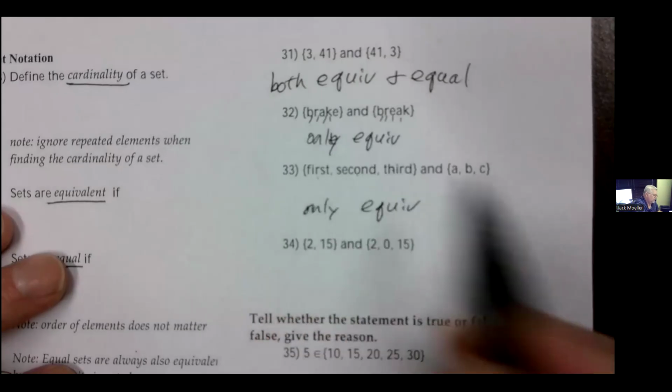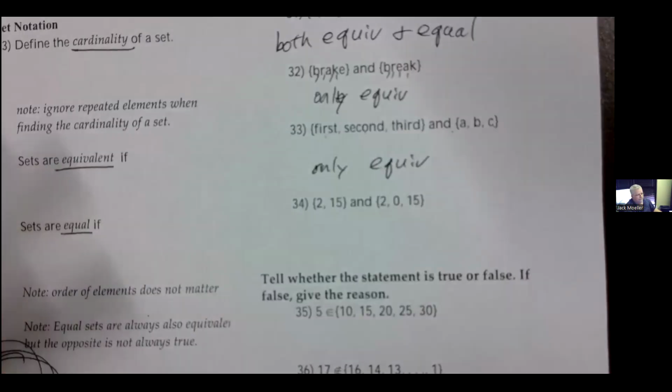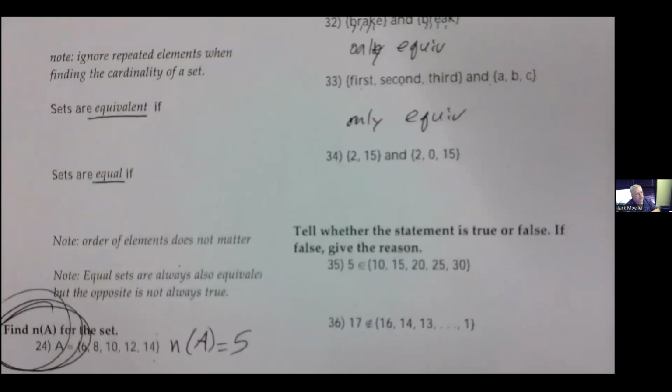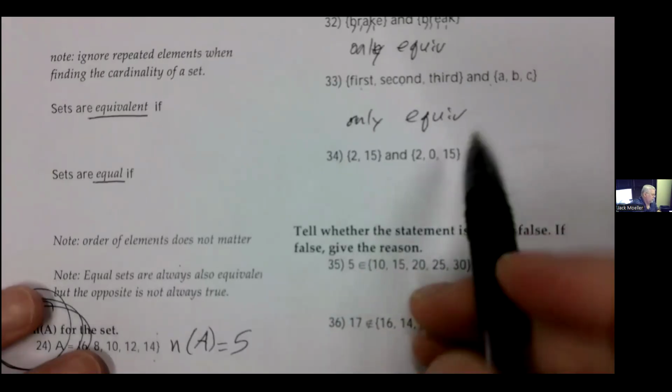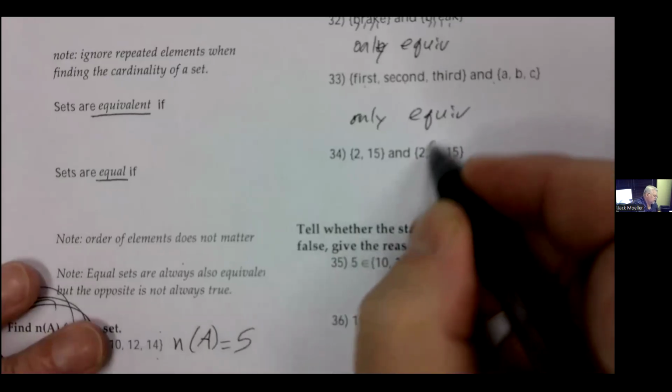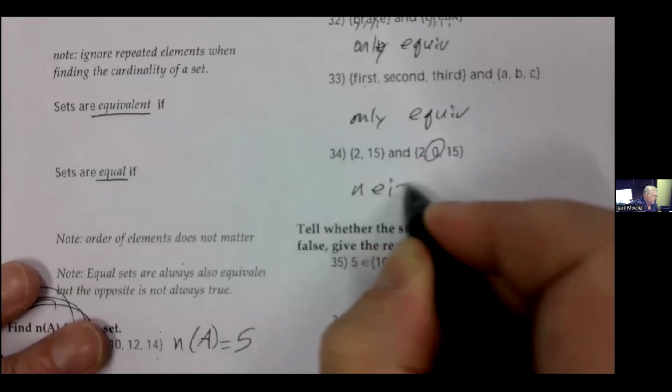Yes, here's 3 elements. Okay. All right, what about 34? 2 and 15, 2, 0, and 15. If you're thinking either equivalent or equal, then you're counting 0 as nothing, and that doesn't count. You gotta be careful of that. So because of that 0, these are neither.